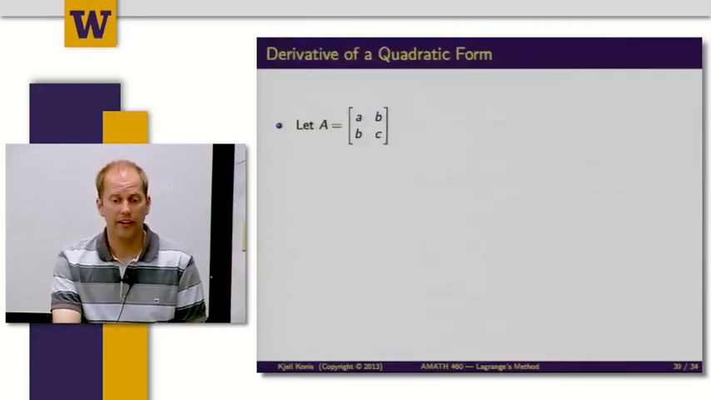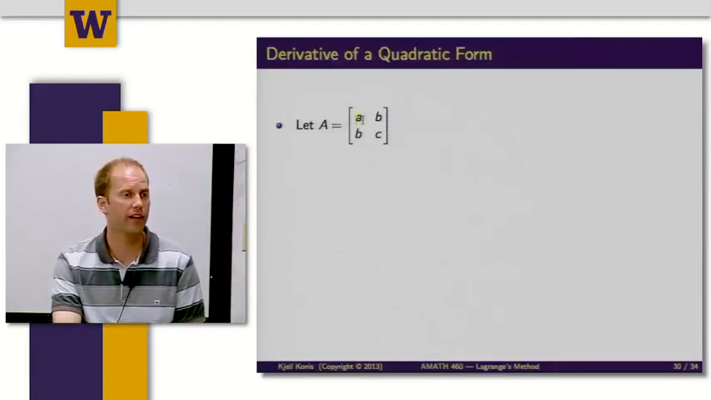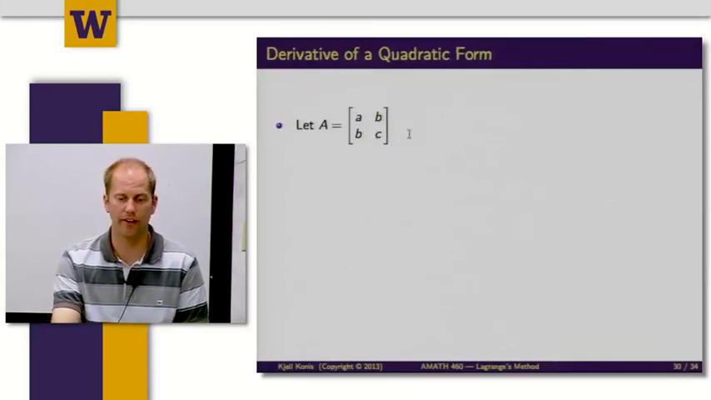And I need an intermediate result, which is something called the derivative of a quadratic form. So I'm going to let A be a symmetric matrix. So this is just a 2 by 2 example. So I have diagonal entries A and C, and then the off-diagonal elements have to match. So for a 2 by 2 case, there's only one off-diagonal element, B, and they have to be the same. So the 1,2 and the 2,1 element are the same value.